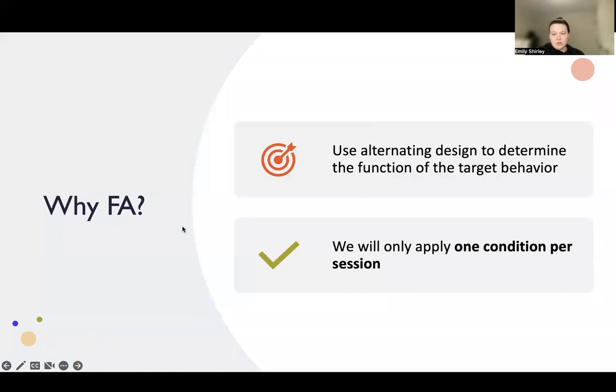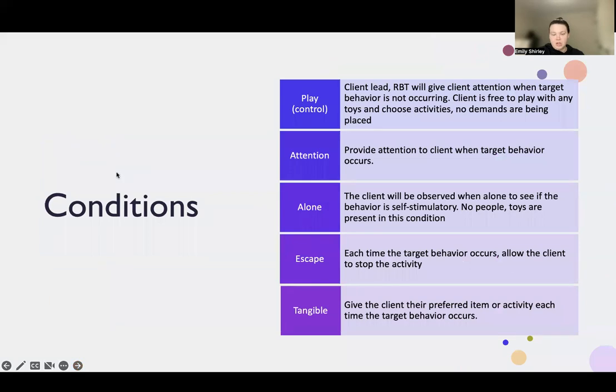We are going to use an alternating design with the conditions to determine what is the function of the target behavior. We are only going to apply one of those conditions per session, and we will get into what those conditions are. So there are 5 conditions. One is going to be our control, so that's going to be the play condition. This is going to be client-led. The RBT will be available for the client, and they can provide attention. But the client is pretty much free to play with any of their toys, do their chosen activities. No demands are being placed in this condition.